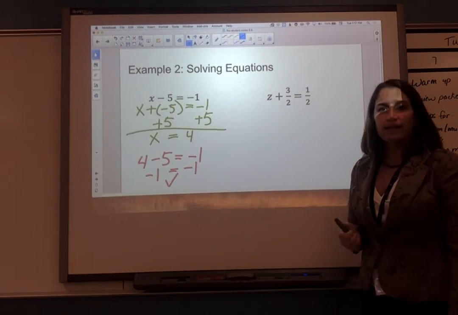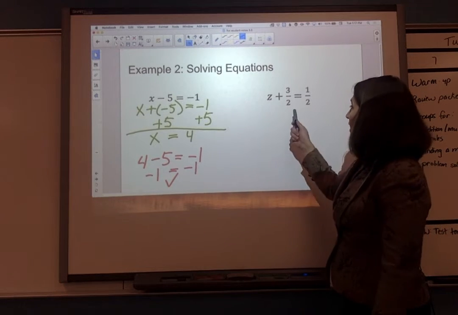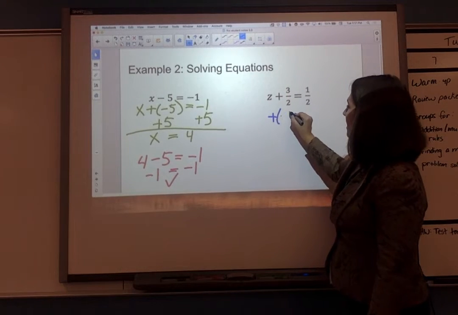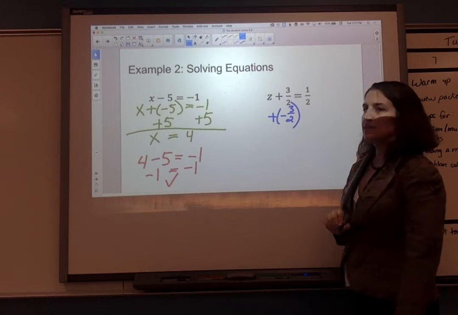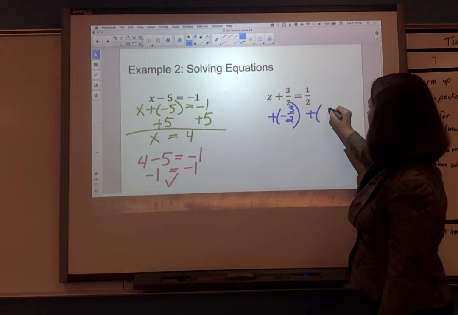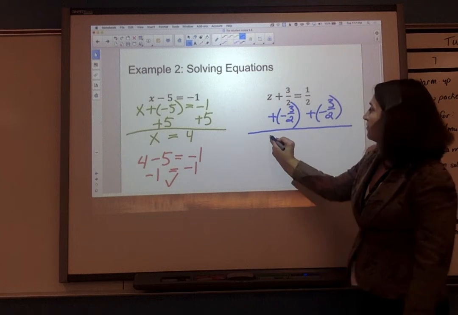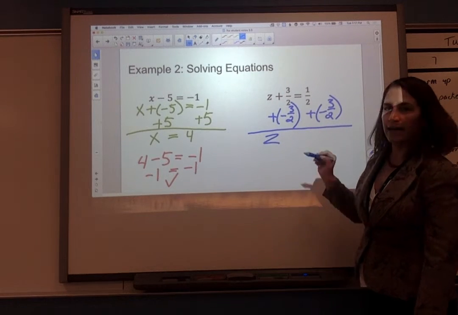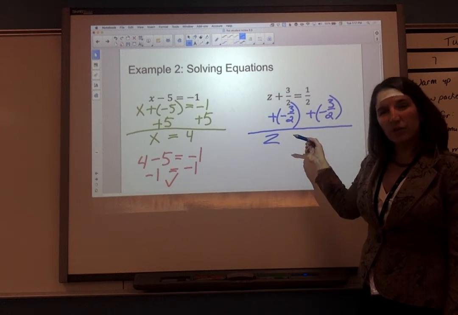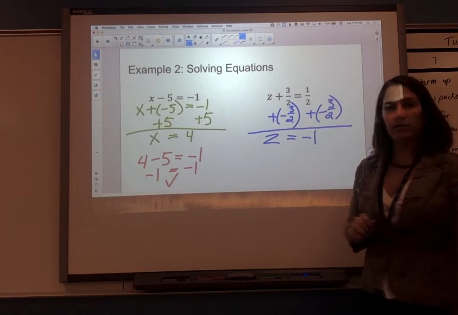Let's look at this next example. We have z plus 3/2 equals 1/2. So I have positive 3/2 here. So what I'm going to do is add negative 3/2 to the left side. And then I need to do the same thing to the right side of the equation, plus negative 3/2. So on the left, I'm left with just z. 3/2 and the negative 3/2 will cancel each other out. And then 1/2 minus 3/2 would be negative 2/2 or -1.